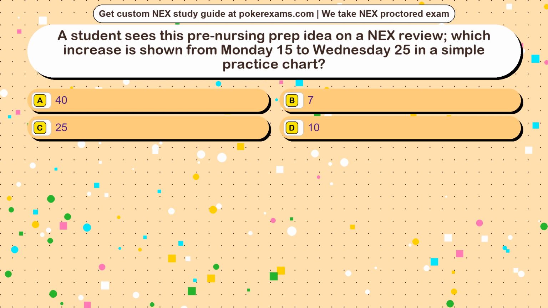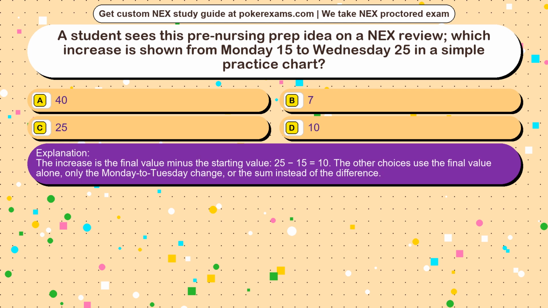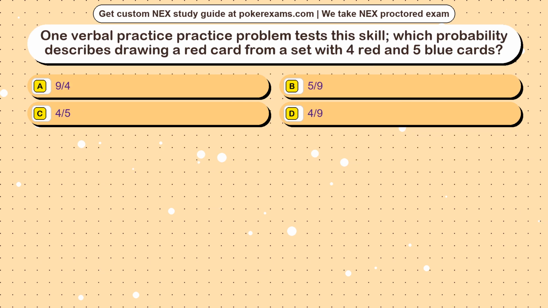The correct answer is option. The increase is the final value minus the starting value, 25 minus 15 equals 10. The other choices use the final value alone, only the Monday to Tuesday change, or the sum instead of the difference. Question 11. One verbal practice problem tests this skill.